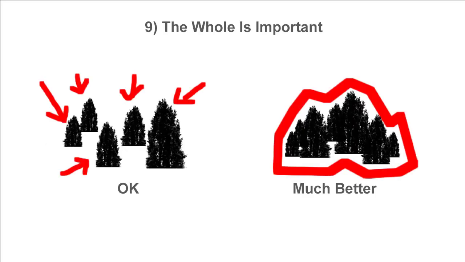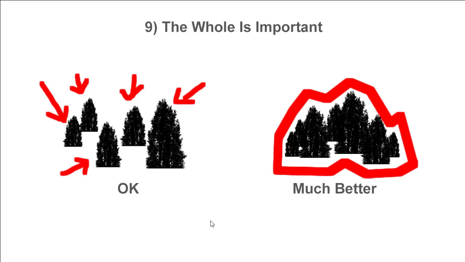Tip number 9 is that the whole is important. The viewer should not be looking at a single item that makes up the clump. They should be seeing the whole made up of all the items. So if you look at a clump, like these, they are clumped together because they're near each other and far away from other stuff.